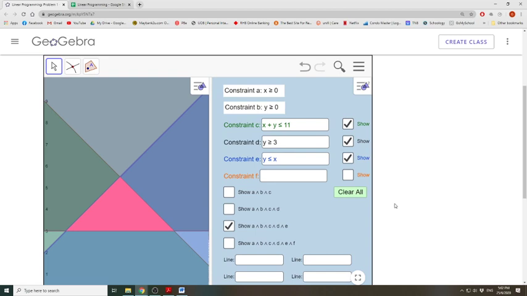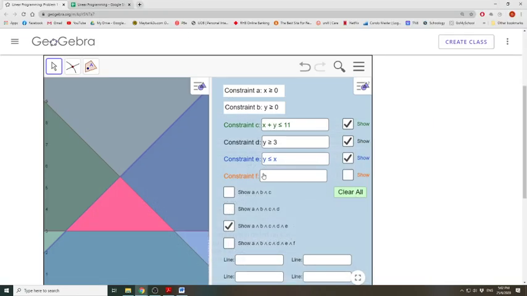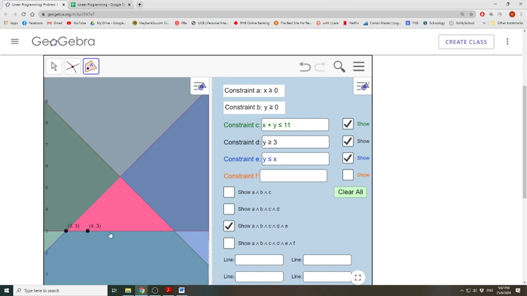All right, what's the next step? We have identified this is the region. The next step is to list down all the possible combinations. For your level, we only stick to integers for the Cartesian coordinates. So basically what they want is Cartesian coordinates. We have (3, 3), (4, 3), (5, 3), (6, 3), (7, 3). Notice I'm just sticking to the borders.